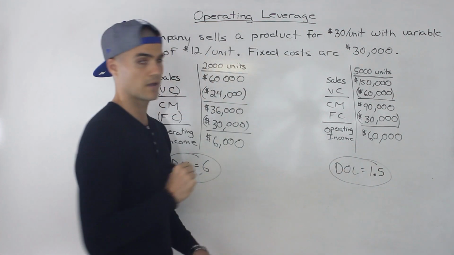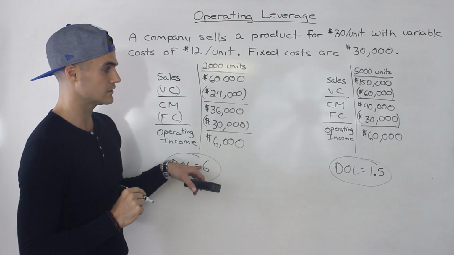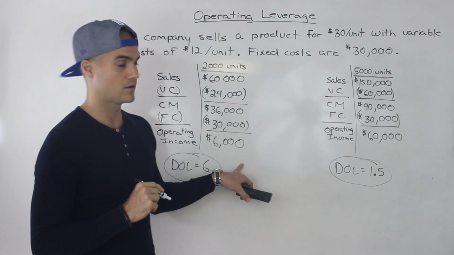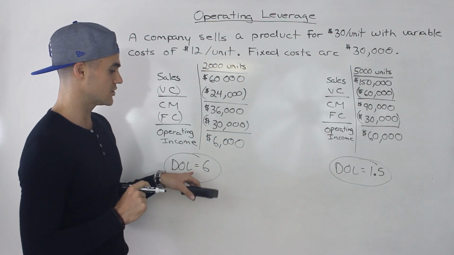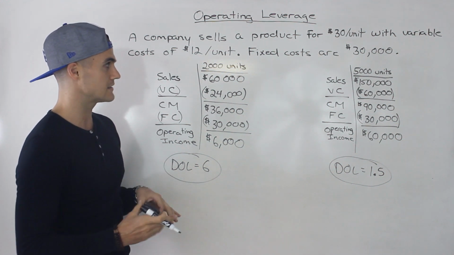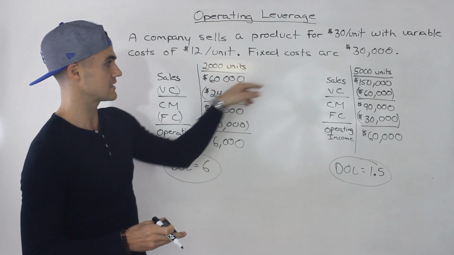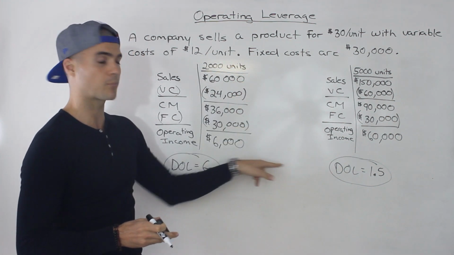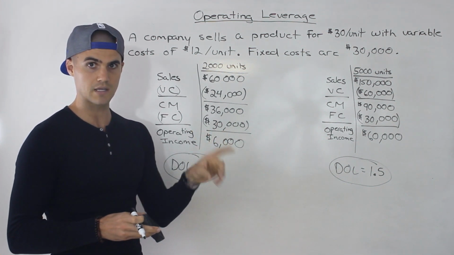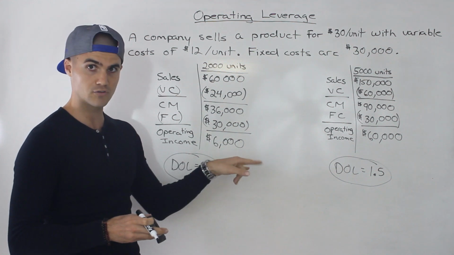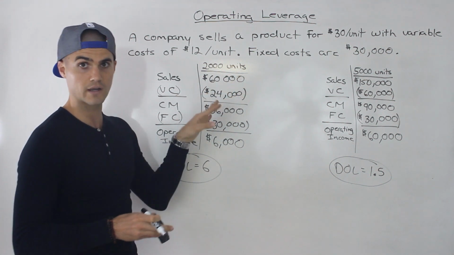So a couple of notes I want to make about this. Notice that the degree of operating leverage can be different for the same company. The degree of operating leverage depends on that sales level, right? The sales were different, so the degree of operating leverage was different. So the same company can have different degrees of operating leverage for different sale amounts.